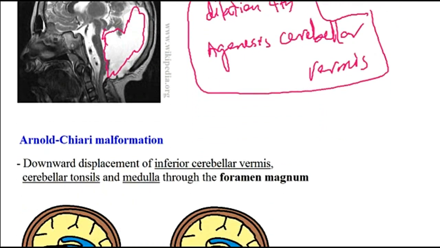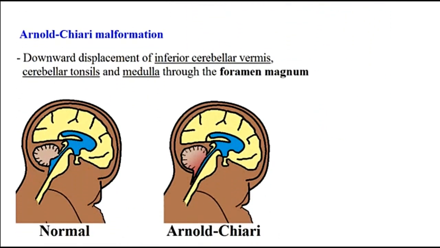The next condition is Arnold-Chiari malformation, where there is a downward displacement of the inferior cerebellar vermis, cerebellar tonsils, as well as medulla through the foramen magnum. So here you can see that we have a normal anatomy, and on the image on the right we have Arnold-Chiari syndrome, where all these structures have now displaced downward into the foramen magnum, as a consequence of which it will cause compression of the fourth ventricle.